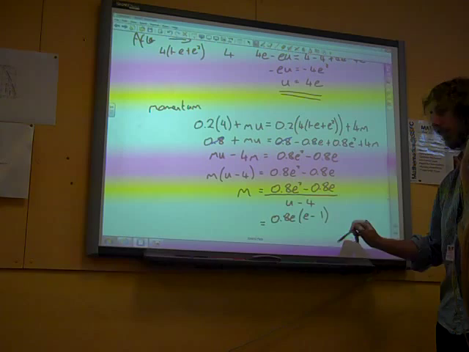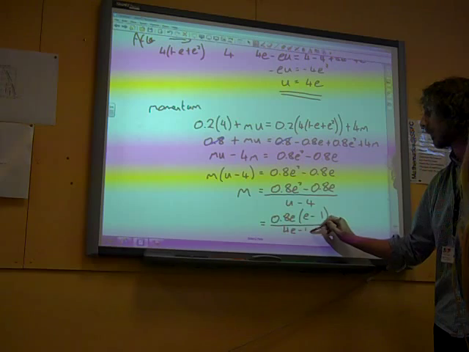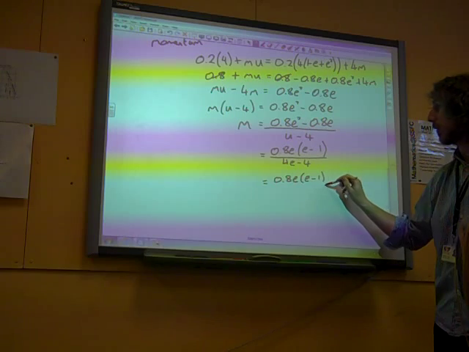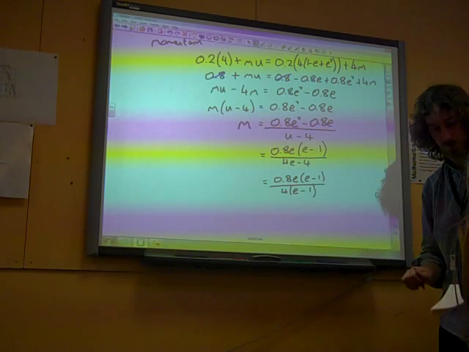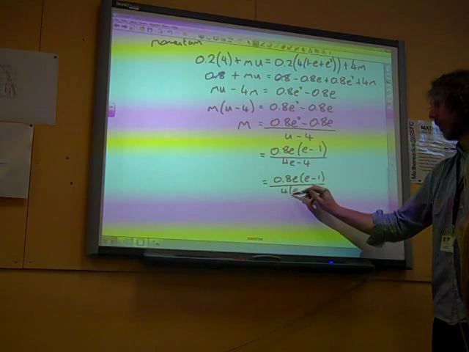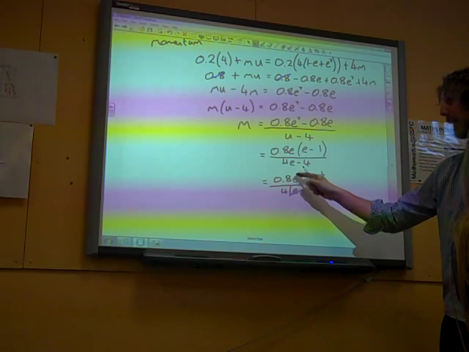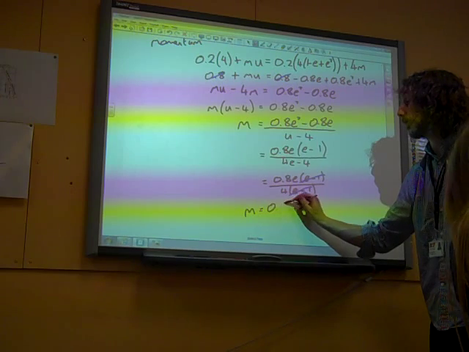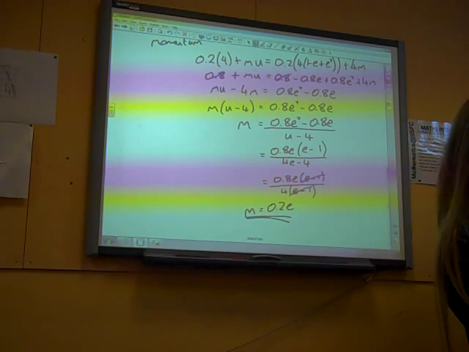We've got 0.8e as a factor on the top, times (e minus 1). On the bottom, we've got 4e minus 4, but if we factorise that, that is 4 brackets e minus 1. At which point, my e minus 1 cancels out as a common factor. I'm left with 0.8e divided by 4, so m is 0.2e. That's my answer.